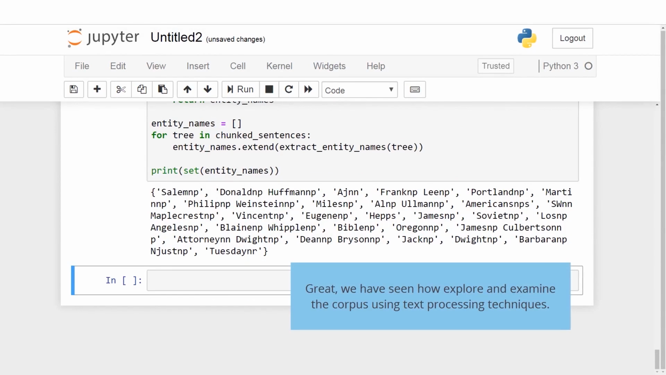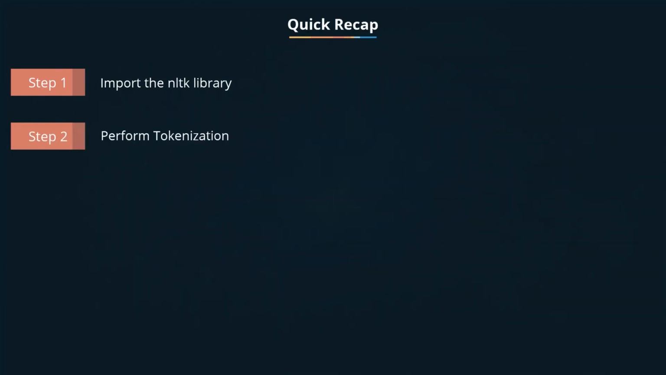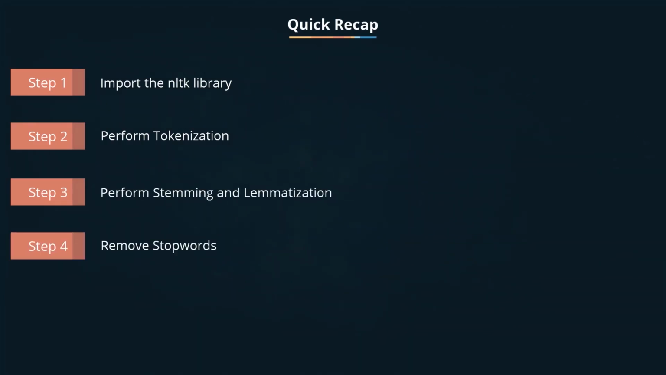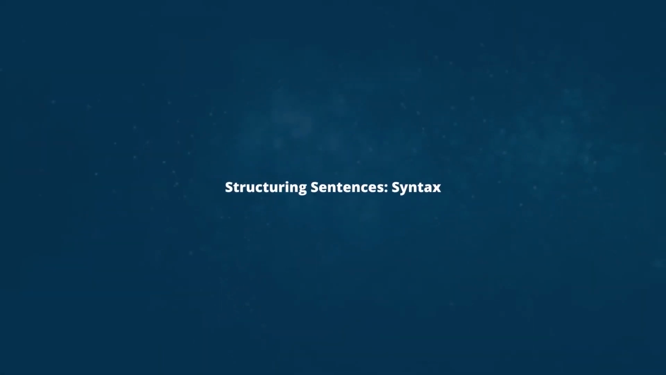Great, we have seen how to explore and examine the corpus using text processing techniques. Let's quickly recap the steps we've covered so far. 1. Import the NLTK library. 2. Perform tokenization. 3. Perform stemming and lemmatization. 4. Remove stop words. 5. Perform named entity recognition.